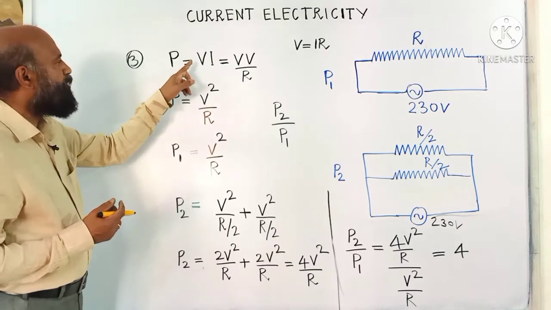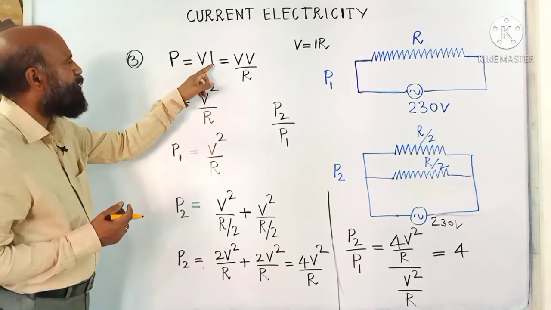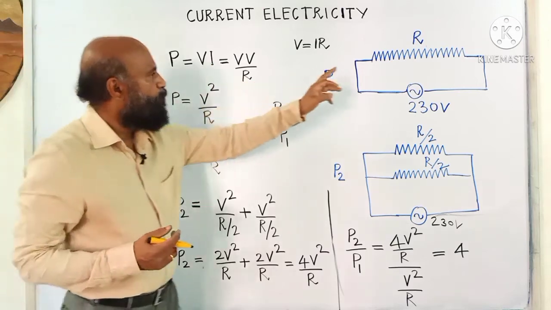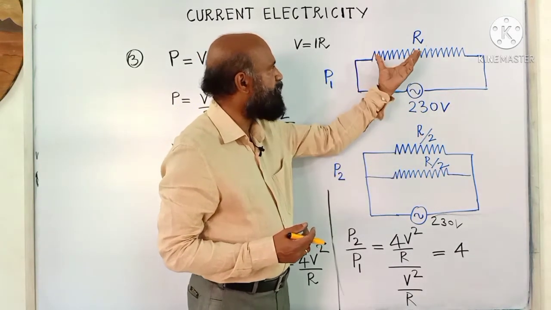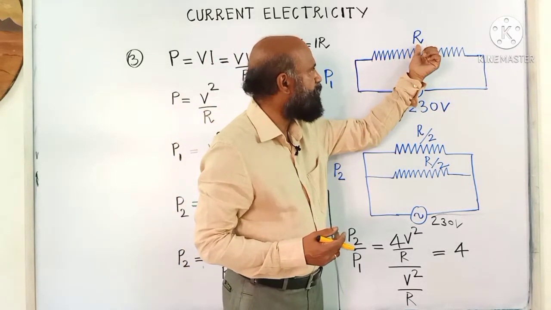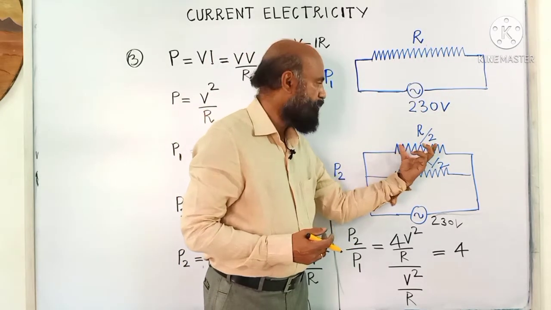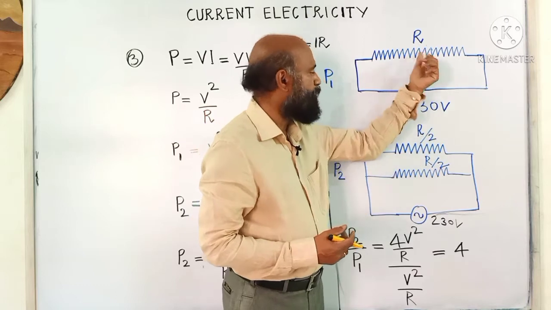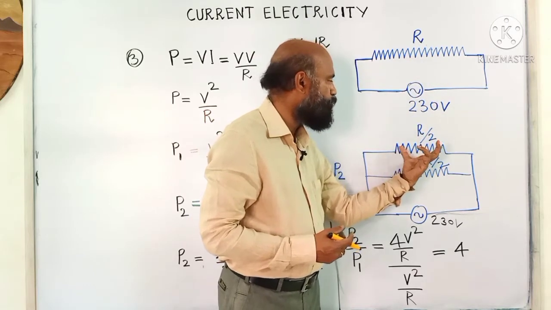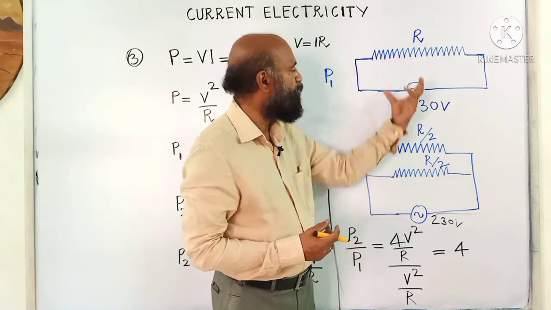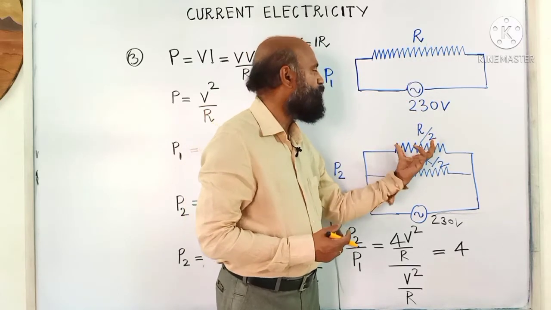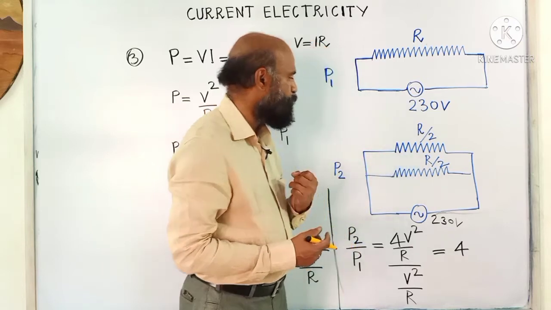Power is given by this relation. Power is voltage into current. When this wire is cut into 2 pieces, its resistance changes. Originally resistance is R. When it is cut into 2 equal pieces, resistance of each piece is R by 2. Originally R, now 2 pieces of R by 2.